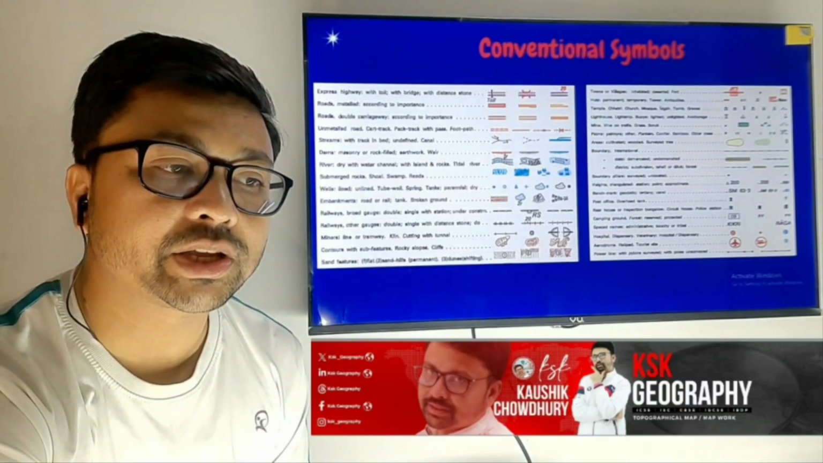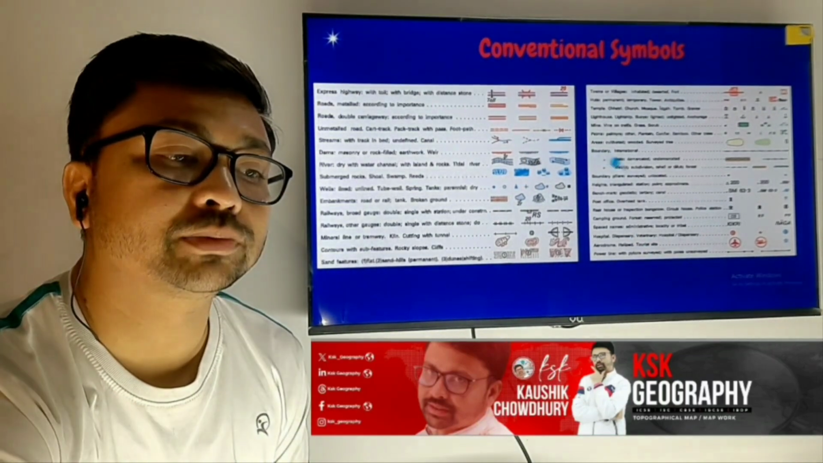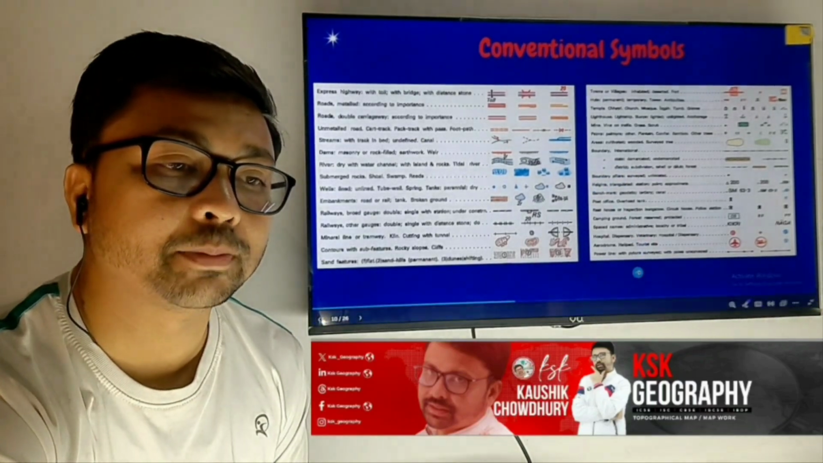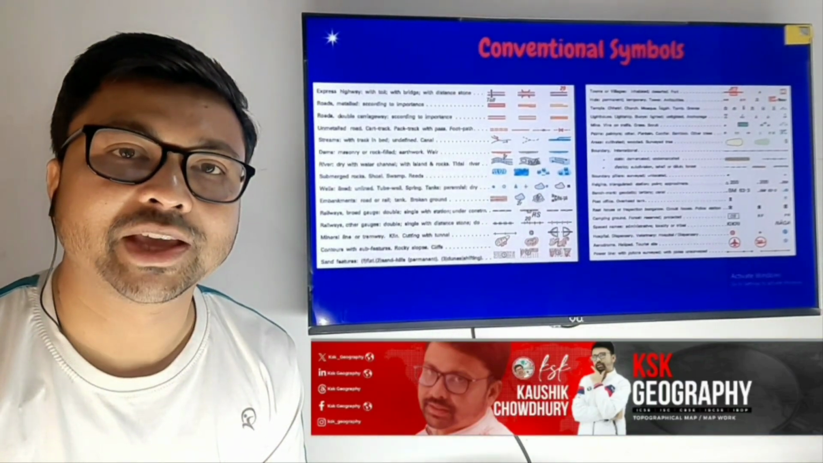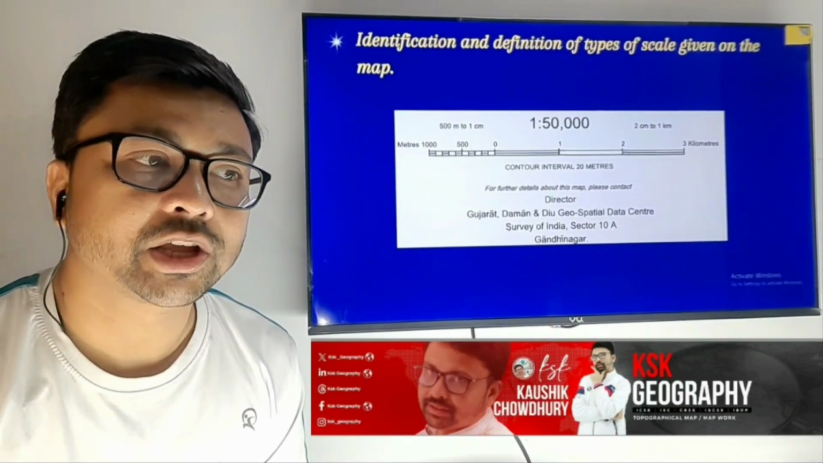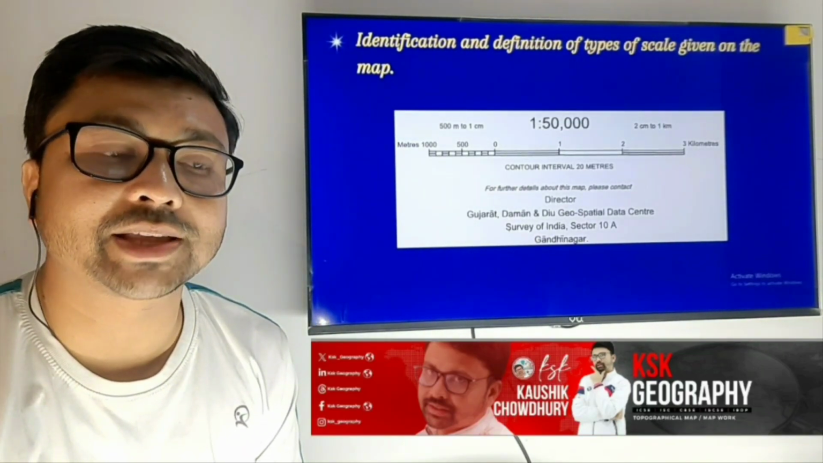We will discuss those things slowly, and also you need to focus on the types of roads. Those are the important symbols you need to know. If you know the symbols, the topographical map will be easy for you. Next, you will need to answer questions regarding the scale.